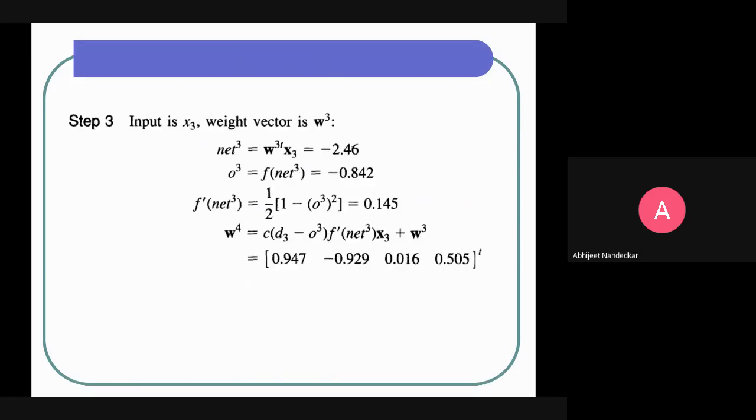Now this W3 you multiply with X3, the third input. You compute net 3. Then you put into activation function. It gives you 0.842. You compute derivative as 0.145 and then you compute W4. So this is W4 resulting after first iteration.